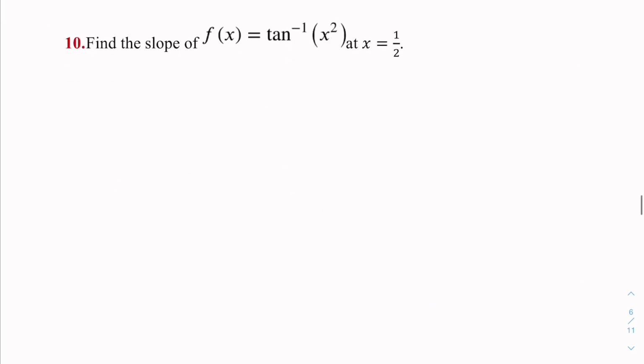Okay, number 10. Find the slope of f of x at x equals 1/2. So very similar to the last problem. We have another trig inverse. We have another chain rule. See, this is tan inverse monkey. And in the last step, we're going to plug in 1/2. Pause the video and try this one on your own.